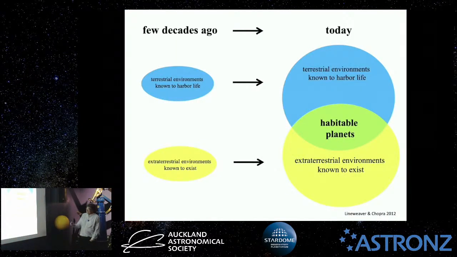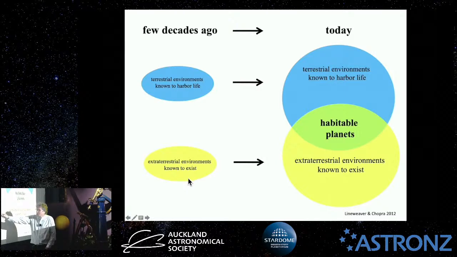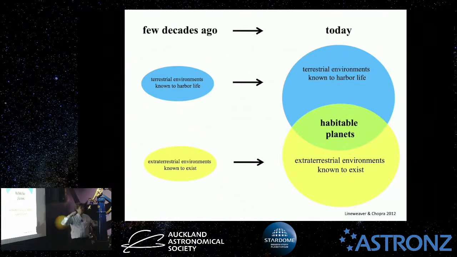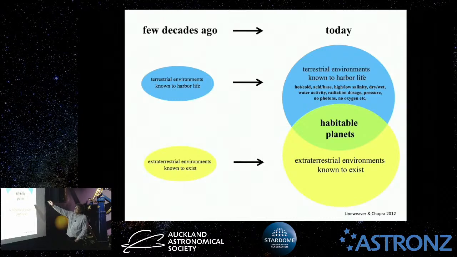A few decades ago, biologists could talk about the terrestrial environments known to harbor life, and we could talk about the extraterrestrial environments known to exist, planets. But now biologists have looked everywhere, in the hot spots and cold spots, the tops of mountains, even the atmosphere, and they go down 3 or 10 kilometers looking for life. Now we know there is hot and cold life, acid and base, high pH, low pH, high or low salinity, dry and wet, high and lower water activity. These are the parameters biologists use, and they keep saying, oh, I can't believe there's life over here. This is what's been going on for 20 years now.